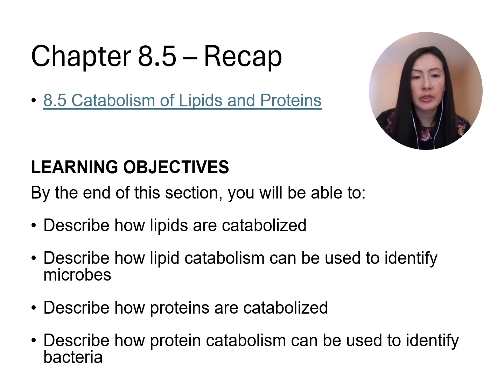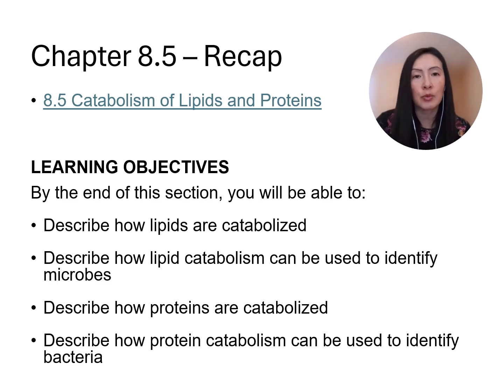For the second one, describe how lipid catabolism can be used to identify microbes. We know that some pathogens produce lipases and phospholipases that break down host cell membranes, and their activity can be detected in the lab. So we do have several lipid hydrolysis tests, and the presence of these enzymes can indicate virulence as well, the ability to cause disease, such as in S. aureus.